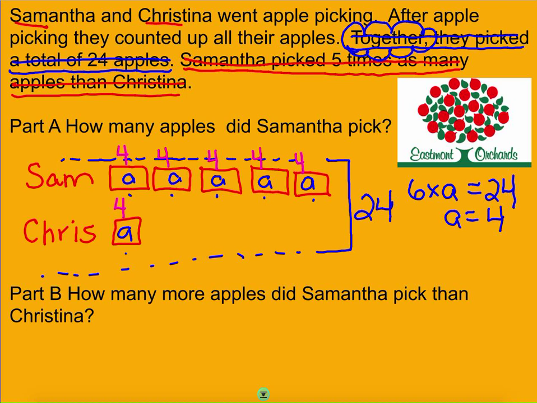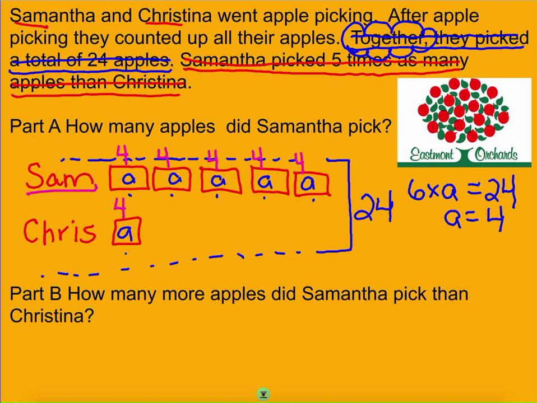Okay. Now since they both picked a total of 24, we really need to find out how much they did each. I know how much they did together. It's 24. Now it's our job to figure out how many apples Sam picked and how many apples Christina picked, right? So I'm going to write an equation to help me figure out the total for Sam.